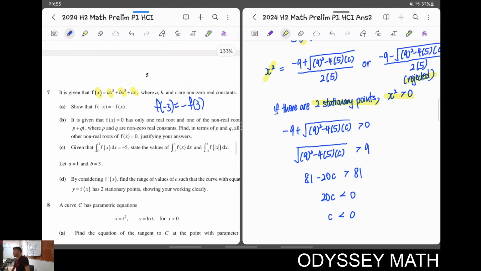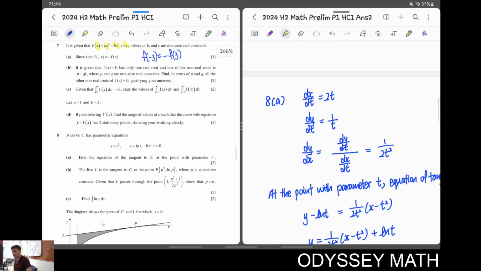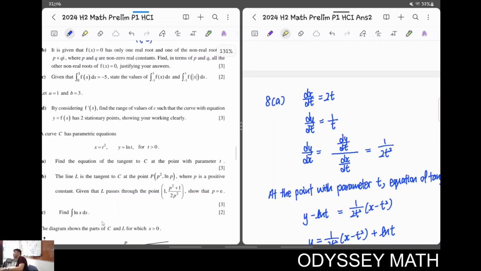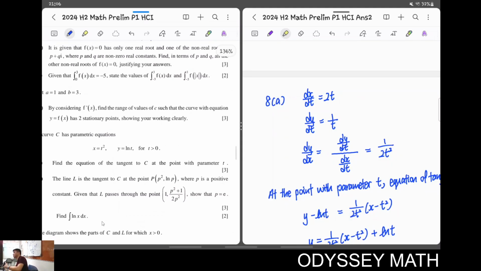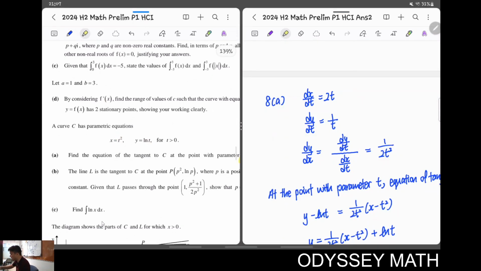Okay, we are done with question number 7 over here. Question number 8. A curve C has parametric equations x equals t squared, y equals ln t, for t more than 0. Very important, because logarithmic ln is defined for t more than 0. Okay, 8a, simple. Find the equation of the tangent to C at the point with parameter t. So in a way you can think about it as the coordinates of this tangent to C, it will be at t squared and ln t, understand or not?